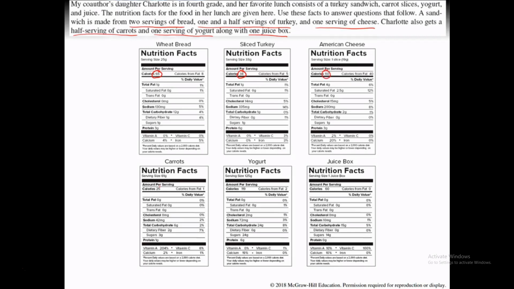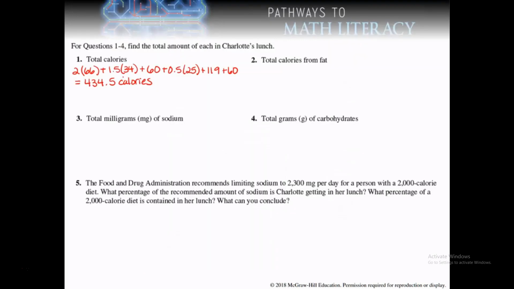Carrots, she gets a half serving, so half of 25, and then she gets 1 serving of yogurt, so 119, and then 1 juice box, so 60. And when you add all of that up, you get 434.5 calories.